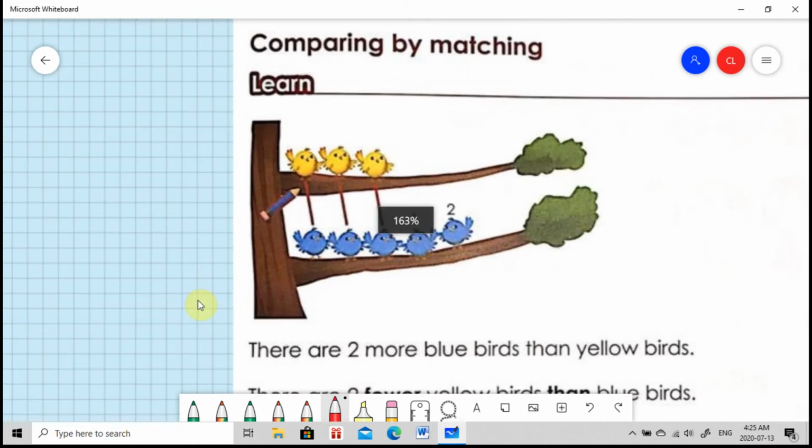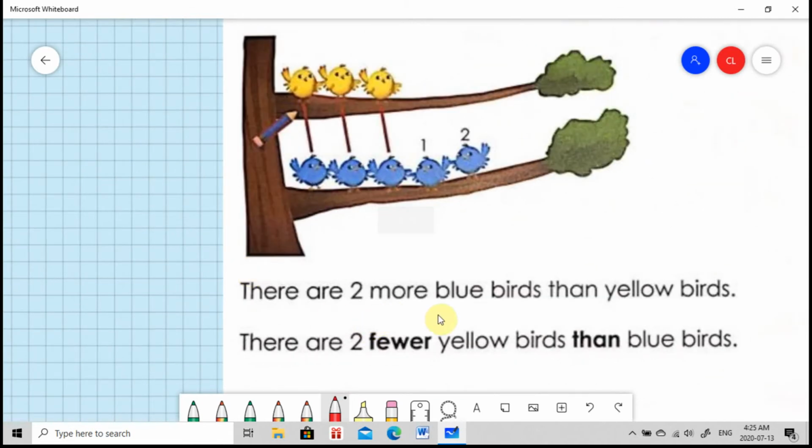So if you look at it down here, there are 2 more blue birds than yellow birds, right? There are 2 fewer yellow birds. Or you can also say there are 2 fewer yellow birds than blue birds, right? 2 fewer yellow birds than blue birds.